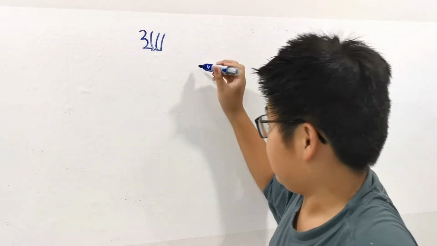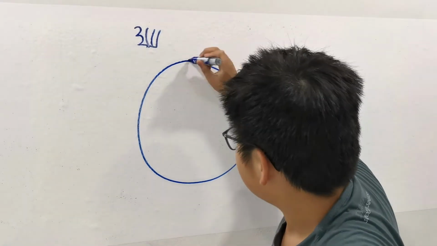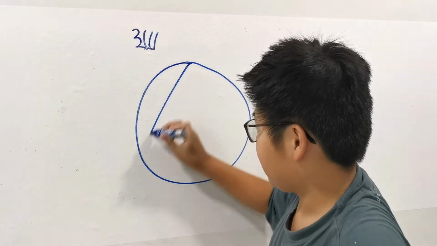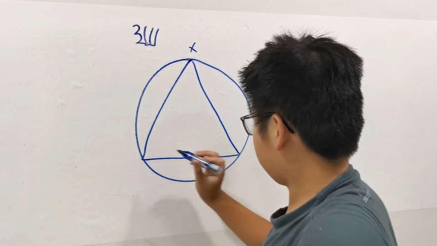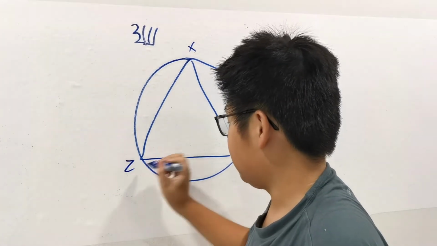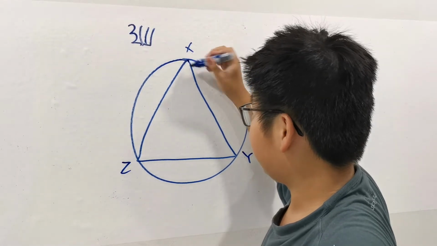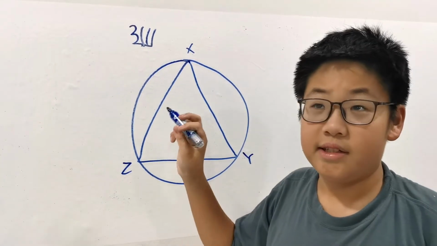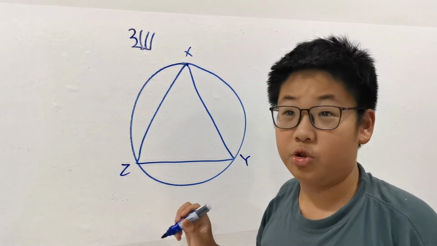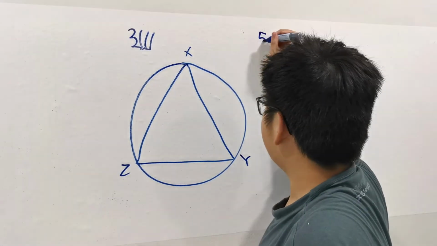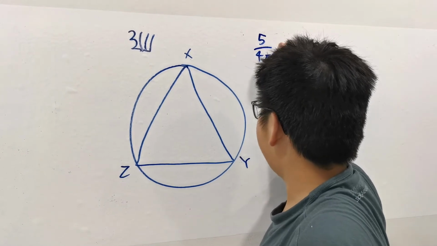Question 1I states a circle with circumference 10 centimeters. There's an equilateral triangle inside it, with points X, Y, and Z. We need to find a relationship between the perimeter and the area of this equilateral triangle. It has something to do with 5 over 4 pi.